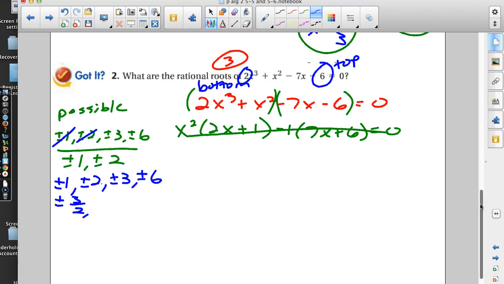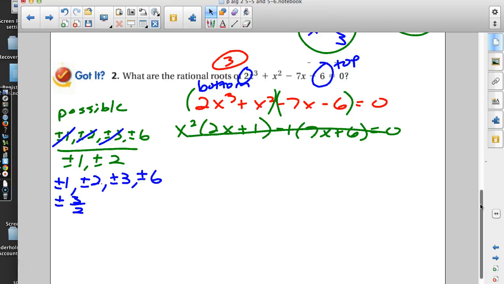So the 3's done. We go to the 6. 6 divided by 1, it's already there. 6 divided by 2 is 3. It's already there. There's our list of possibles. I don't even need this comma. Done. But I'm not going to make you do synthetic 2, 4, 6, 8, 10 times in the hopes that one of those works. We're going to grab the graphing calculator and we're going to narrow our search down.